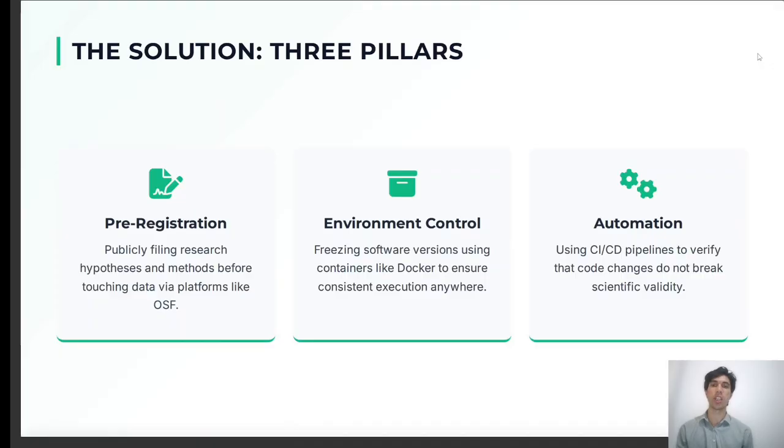First of all is the transparency resolution. To solve the transparency problem, we pre-register our research plan and our study plan on platforms like the Open Science Framework, etc. This is basically publicly filing research hypotheses and methods before touching or collecting the data. We document all of our research plan, and this looks something like this.